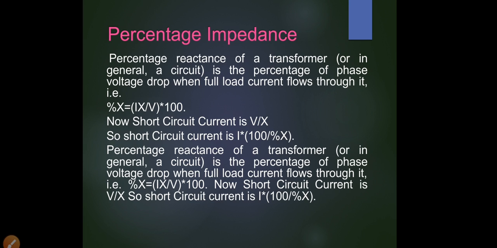So the percentage reactance of the transformer, or in general a circuit, is the percentage of phase voltage drop when the full load current flows through it. That is, percentage of X is equal to IX by V into 100%. Now the short circuit current is V by X, so the short circuit current is I into 100% of X. So this is percentage impedance.